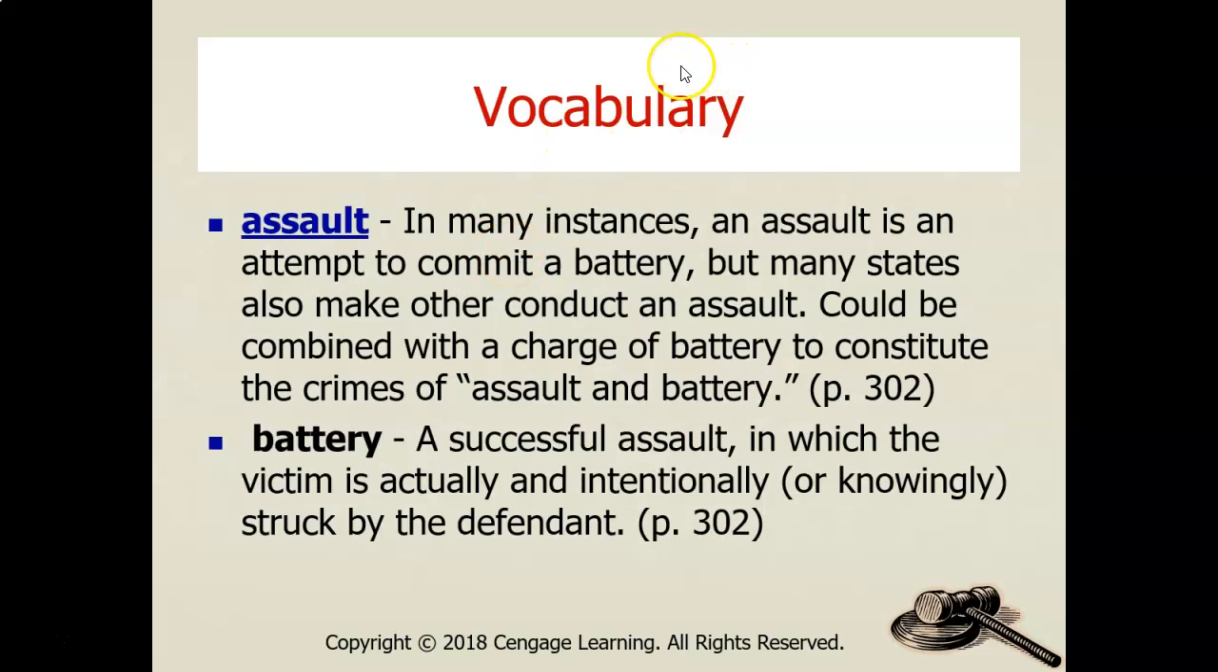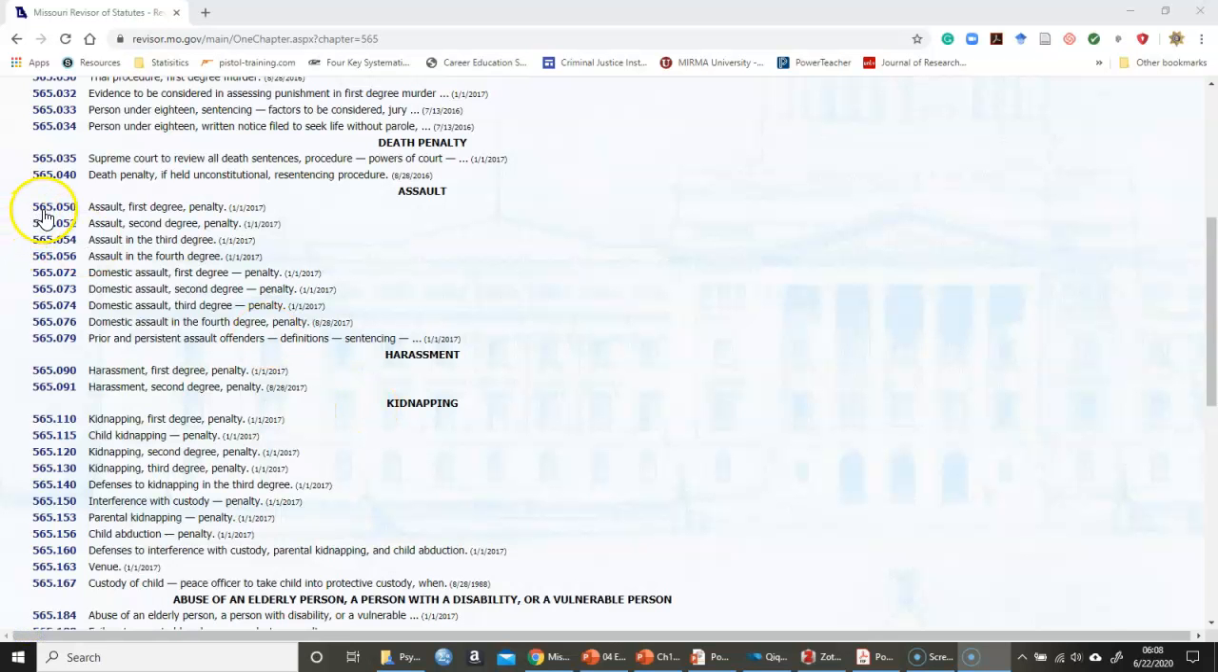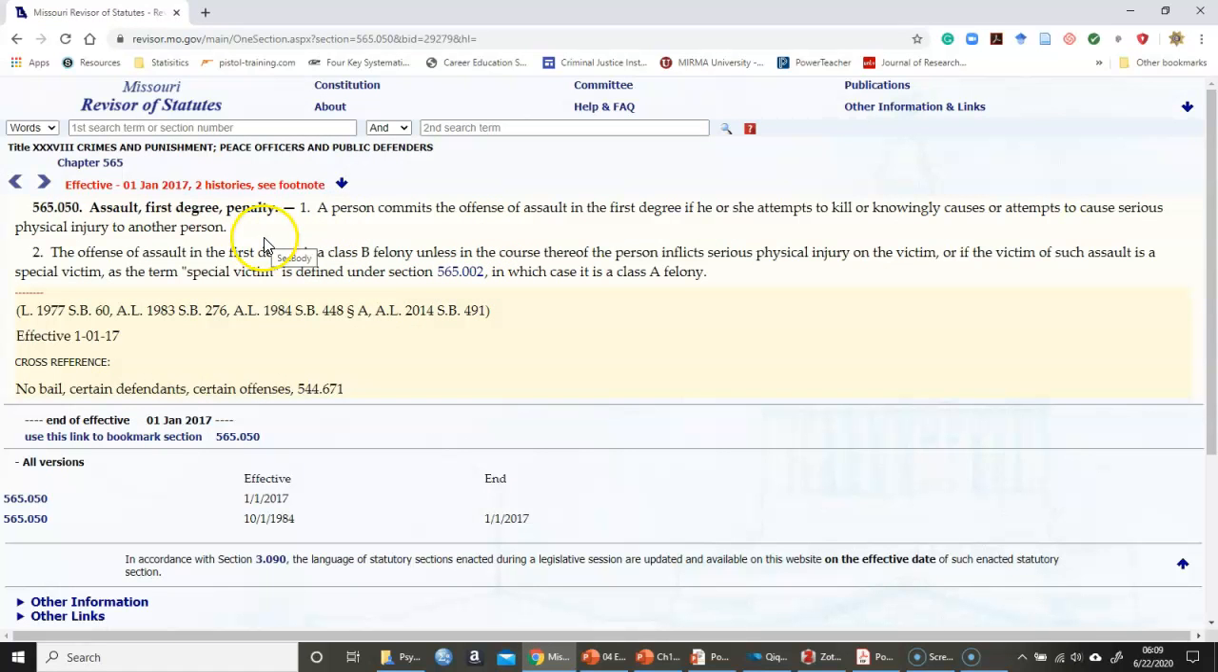So, vocabulary, we're going to look at our statute on assault, and it's broken down for us in Chapter 565. First thing you'll notice is that we have 4 different degrees of assault, and then we have domestic assault. We'll get to domestics shortly. But when we start looking at the actual statute, assault in the first degree, a person commits the offense of assault in the first degree if he or she attempts to kill or knowingly causes or attempts to cause serious physical injury. There, knowingly is our culpable mental state.